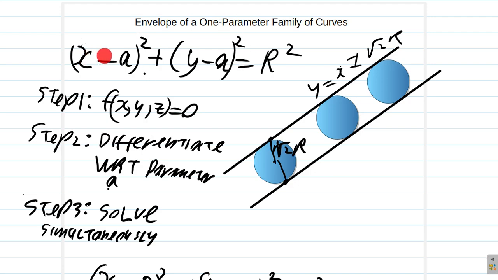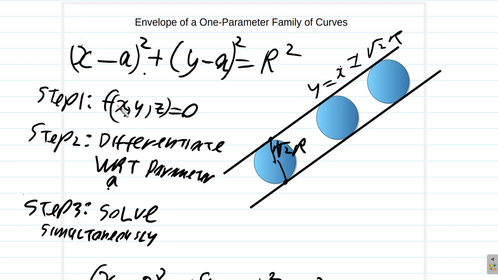Alright, so we have (x minus a) squared plus (y minus a) squared equal r squared. That's the general equation of a circle. This a is how much the circle shifts from the origin in the x direction, and this is how much the circle shifts from the origin in the y direction, right? r is the radius of the circle.